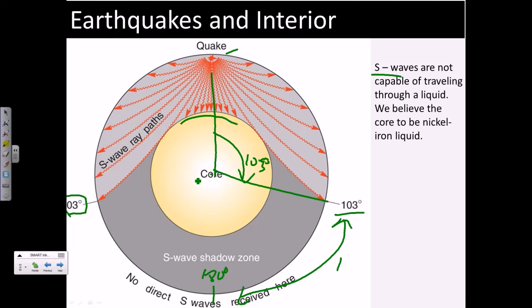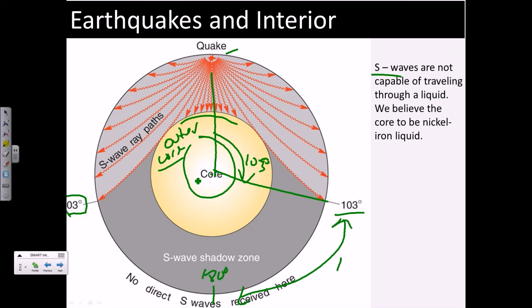Now, if you think way back a few segments ago, we learned that shear waves, which S waves are, cannot be transmitted through a liquid. They can only be transmitted through a solid. And that means that, as we understand it, what is considered to be the outer core is probably liquid.